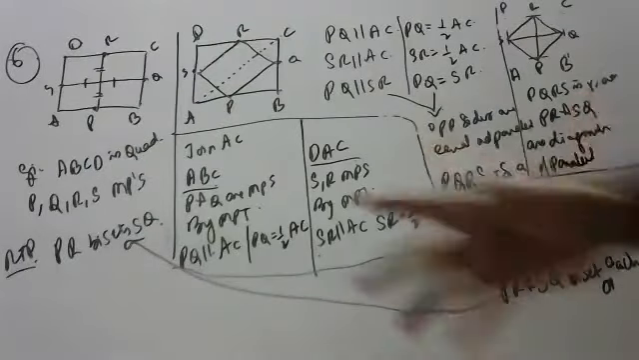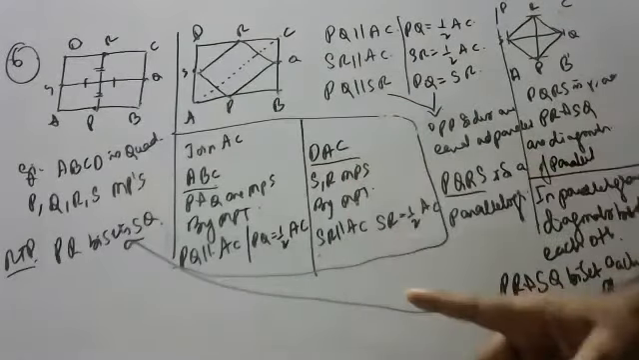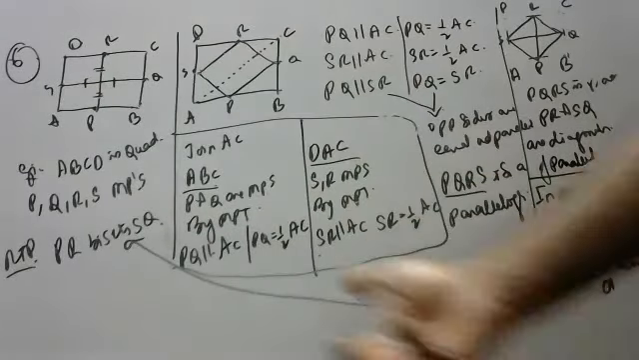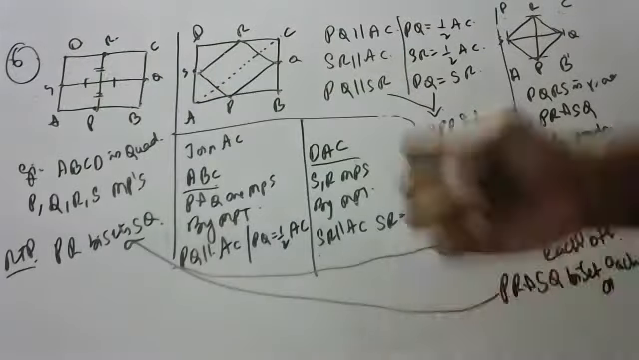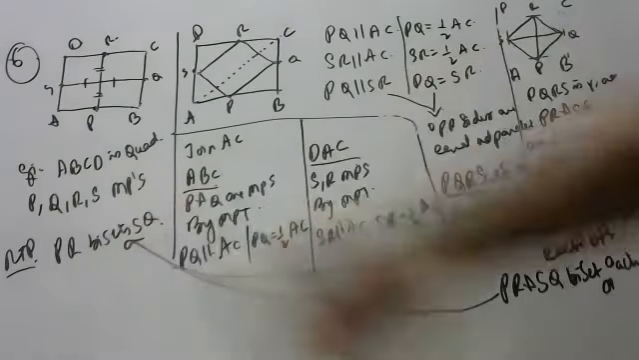So, children, what I did: first I proved PQRS is a parallelogram. How I proved it, you know. Once it is a parallelogram, then I can say PR and SQ are diagonals of the parallelogram. We know diagonals of a parallelogram bisect each other, which means PR and SQ are bisecting. That's why PR bisects SQ.